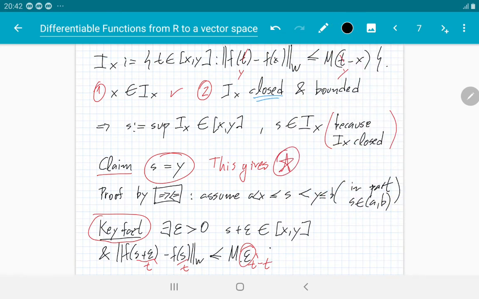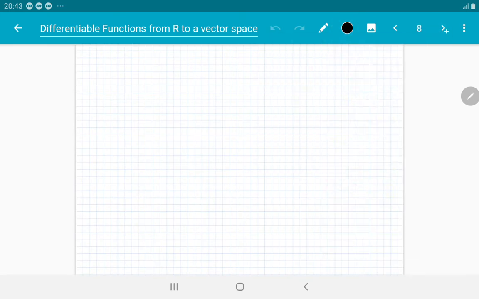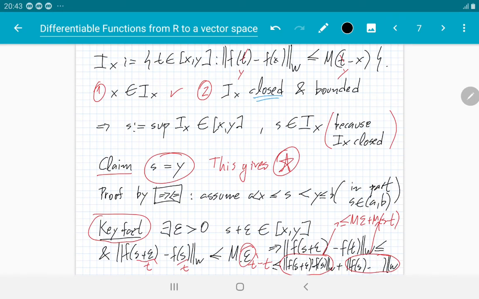So now I know this, and if I want to compute f of s plus epsilon minus f of x, I can use subadditivity of the norm and say this is at most f of s plus epsilon minus f of s, plus f of s minus f of x. And how do I bound this? Well, this one over here is less than m epsilon. This one is less than m times s minus x because s belongs to the set I of x. Sorry, there's no t here, this should be x. Sorry about that.